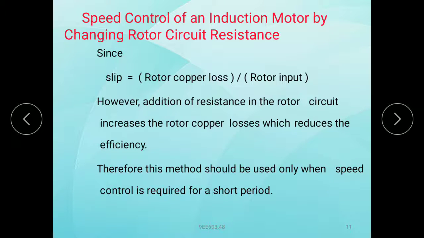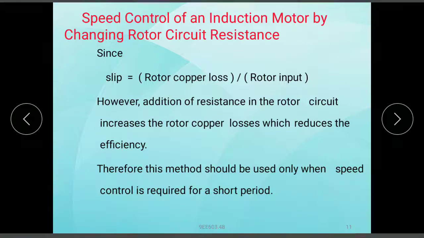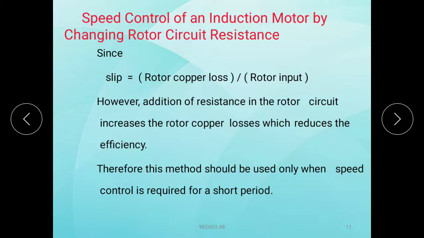Therefore, this method should be used only when speed control is required for a short period. This is why short period. If we use a long period, there will be more losses and heat will be produced. So a heating effect will occur in the motor. So it is useful only for a short time period.